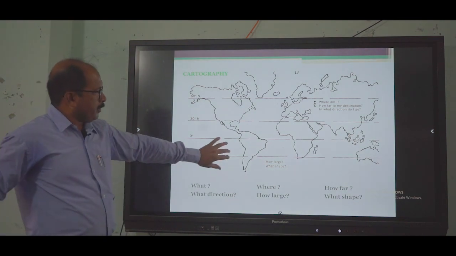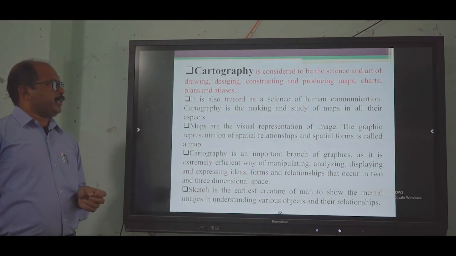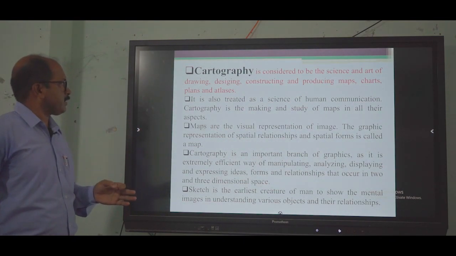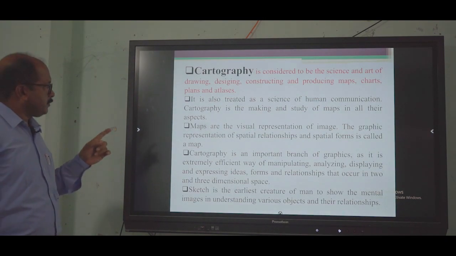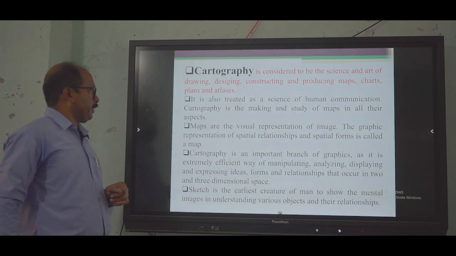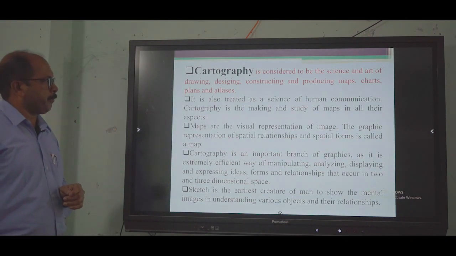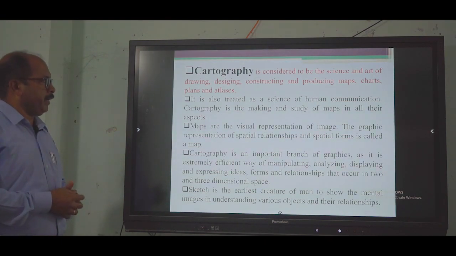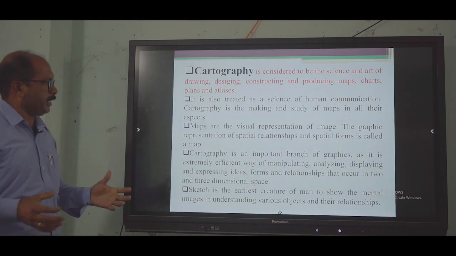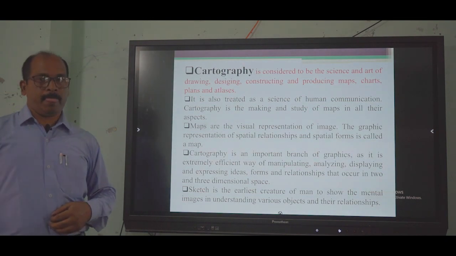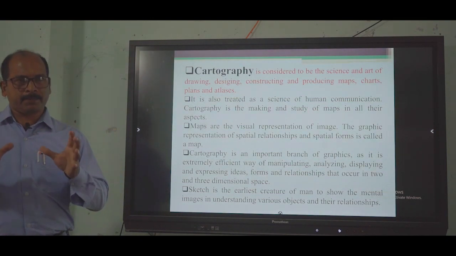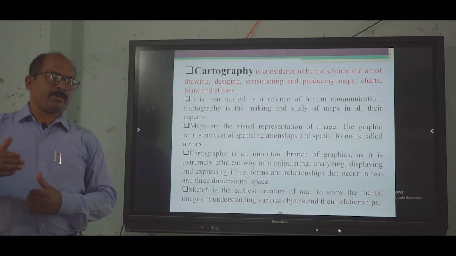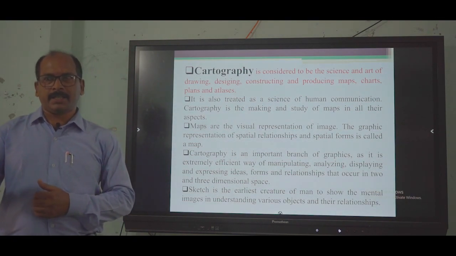Are you clear? By definition, cartography is considered to be the science and art of drawing, designing, constructing and producing maps, charts, plans and atlases. It is also treated as a science of human communication. Cartography is the making and study of maps in all their aspects. The graphic representation of spatial relationship and spatial form is called a map. So maps are the essential tools, and maps are the product of cartography. Even beyond maps, cartography also produces graphs, charts and so on.